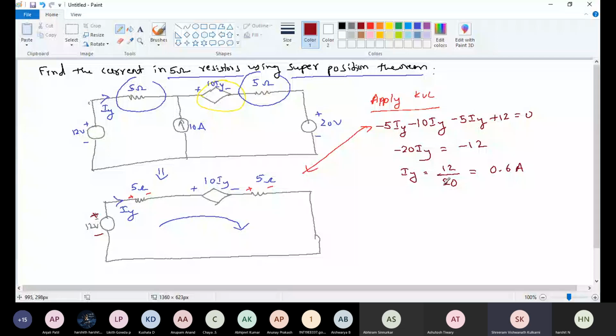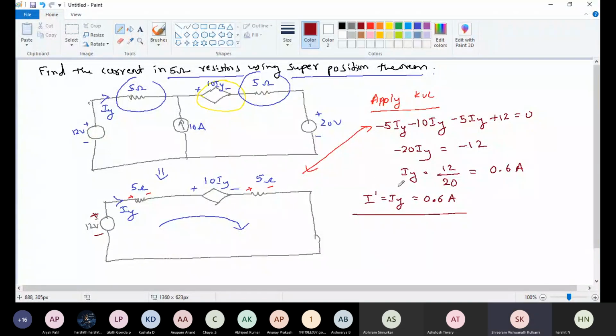Now I considered only 12 volt, replaced the 20 volt with a short circuit and the 10 ampere with an open circuit, and kept the dependent source as it is. So I got Iy. I'm going to call this I dash, which equals Iy equals 0.6 ampere. This is the first step, by considering 12 volt.